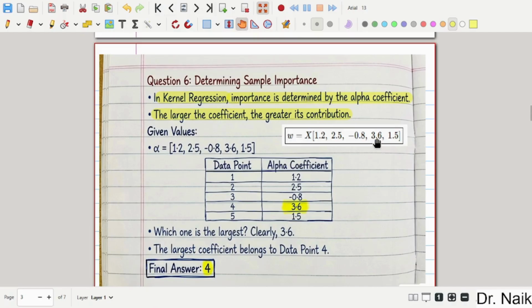Clearly 3.6 is the largest. The data point that belongs to 3.6 is the fourth data point. So its index is 4, because the index starts from 1. Therefore, our final answer is 4.